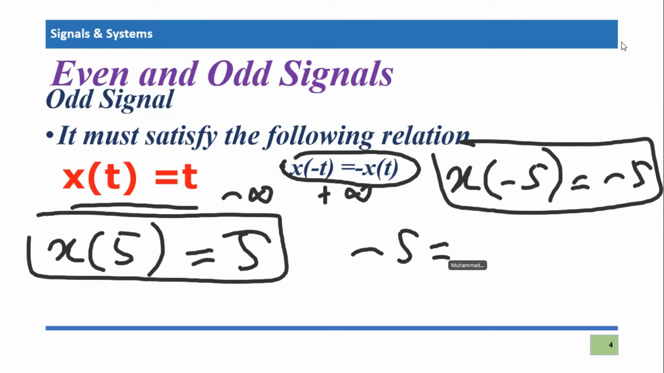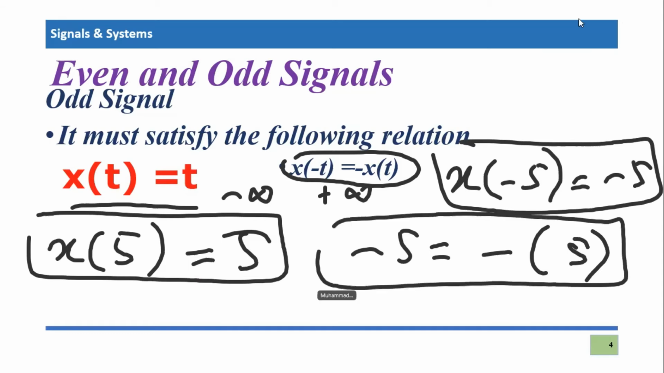And the relationship is minus x of 5. x of 5 is 5. So you see, this equation is basically holding. This equation is actually correct. So that means this is a correct example of an odd signal, right? That means you are verifying this relationship. You can also verify it for some other value.